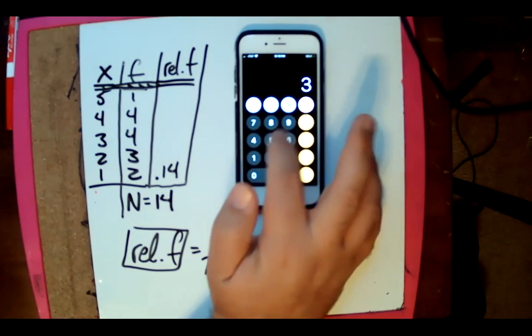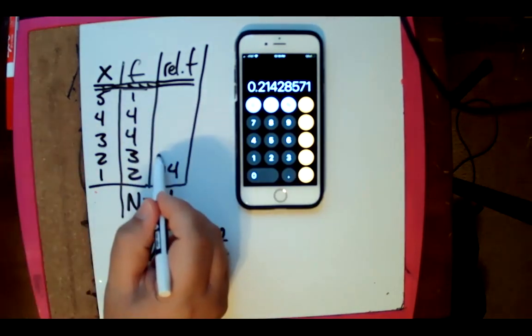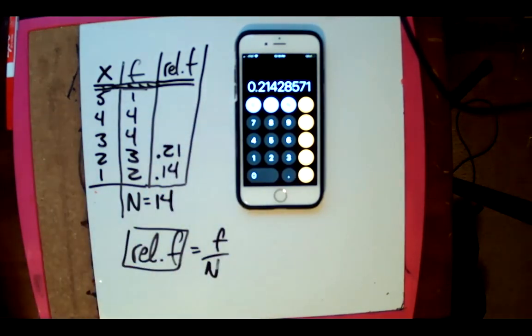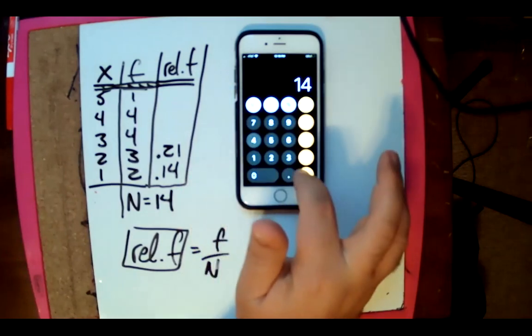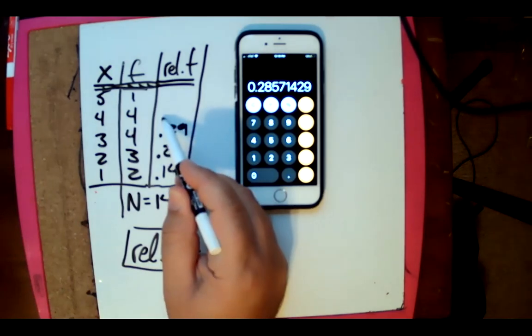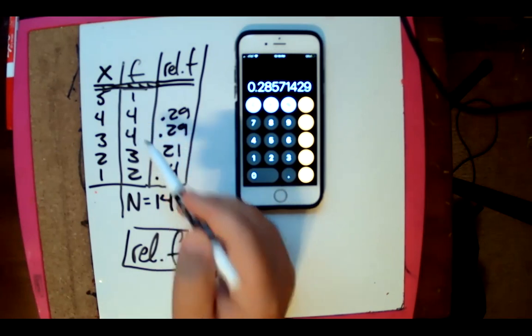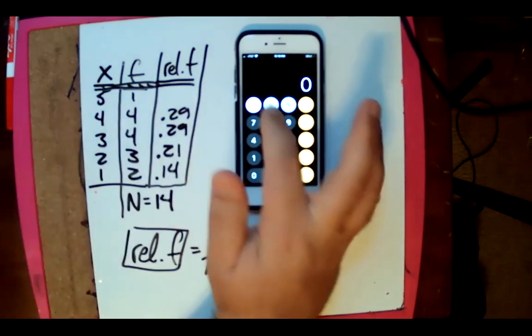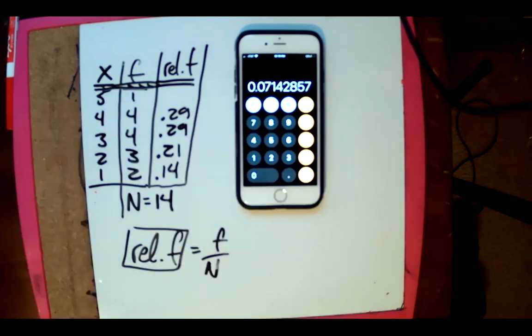So we'll do 3 divided by 14 gives us 0.21. Right? And do the same thing for a 4. So 4 divided by 14 equals 0.29. Now it's going to be the same number for both of these because they have the same frequency of 4. And then the last one we're going to do is 1 divided by 14 equals 0.07.